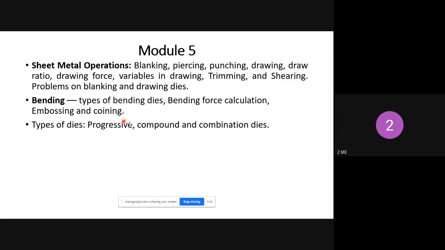Next one is bending operation. Bending also has types of bending dies. Which are the different types of dies? U-shaped die, V-shaped die, different types of bending dies are there. And embossing and coining. The main purpose of embossing is giving an impression to the sheet metal.